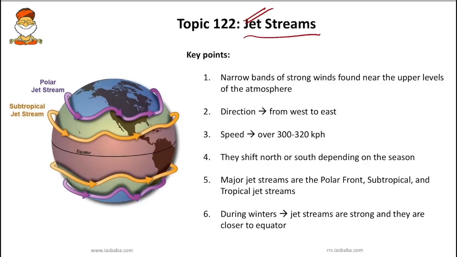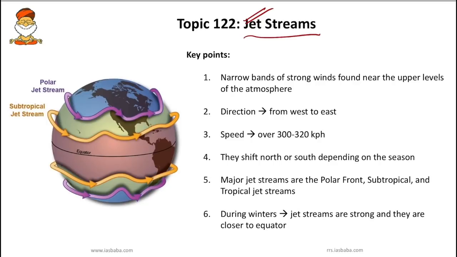So jet streams were in the news recently, in 2020, because a British Airways Boeing 747 flight set a new subsonic record for the fastest flight from New York to London. This new subsonic record was achieved due to the strong jet stream prevalent in the North Atlantic region. So we'll try to understand what jet streams are, and what the effects, impact, or benefits of this particular jet stream are.